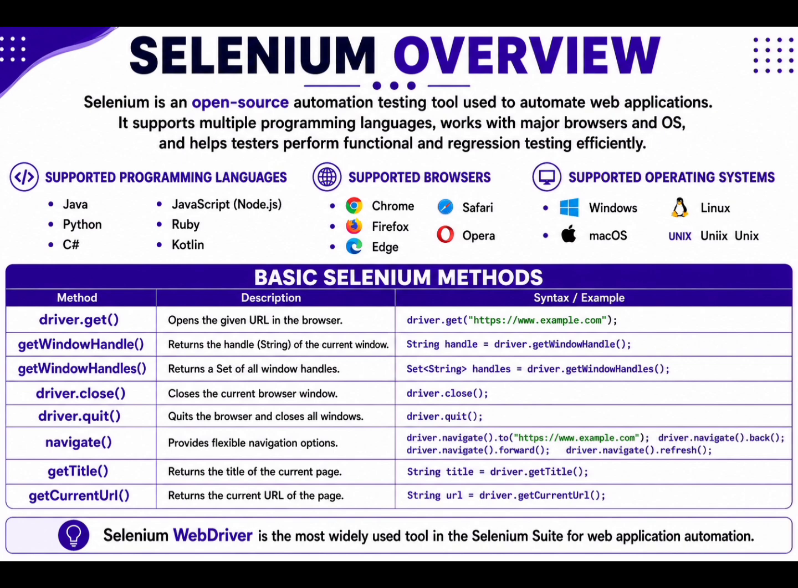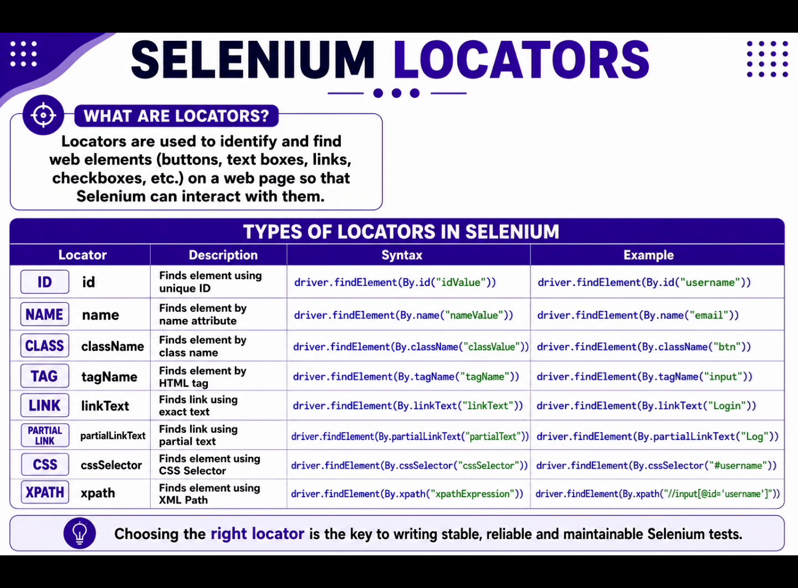Then the next topic will be the locator. The locators are used to locate a specific web element on a web page. When we automate a web application using Selenium, we must interact with elements like buttons, links, checkboxes, input fields, drop downs, and we must identify these elements using a unique locator to interact with them.